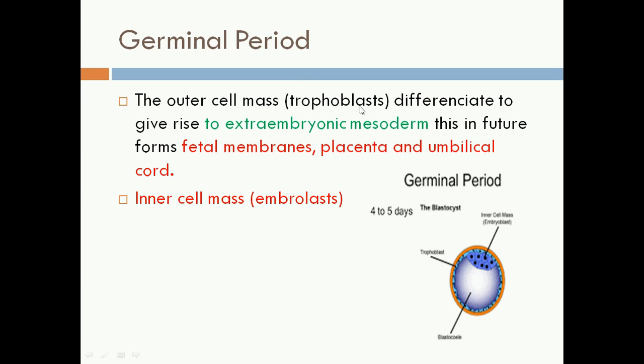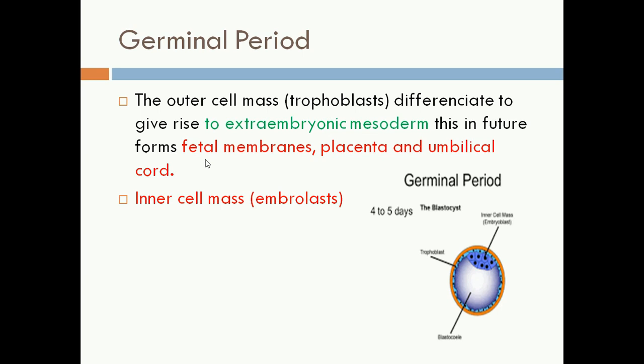That trophoblast in turn undergoes division into an outermost layer and an inner layer. The outermost layer will become the extraembryonic mesoderm, which in future will develop into the fetal membranes, placenta, and the umbilical cord. The outer cell layer develops into the trophoblast, while the inner cell layer develops into the embryoblast. Embryoblast is the cells that are going to form the baby or the fetus.